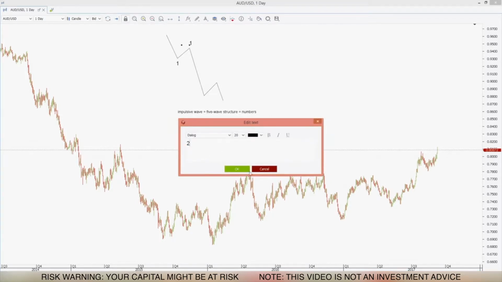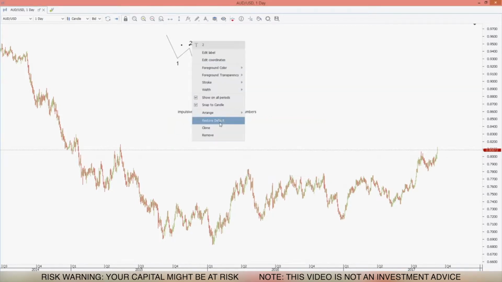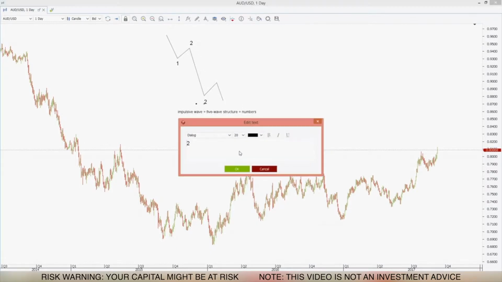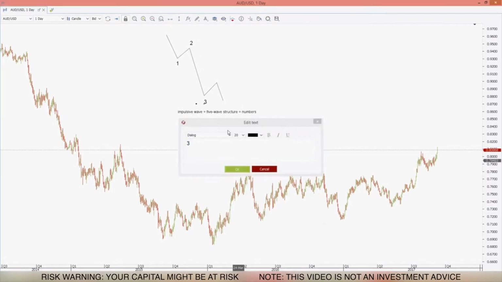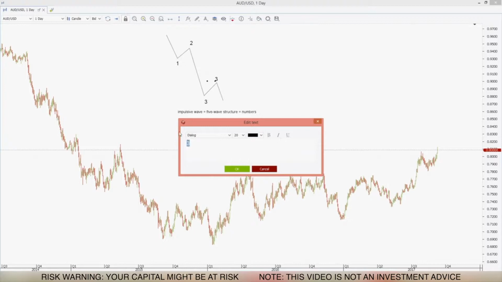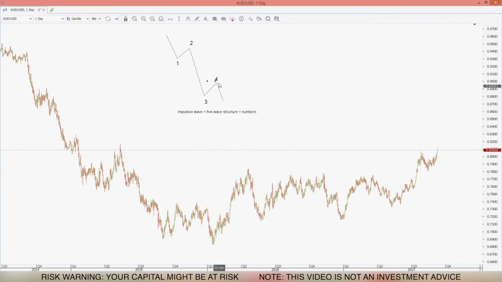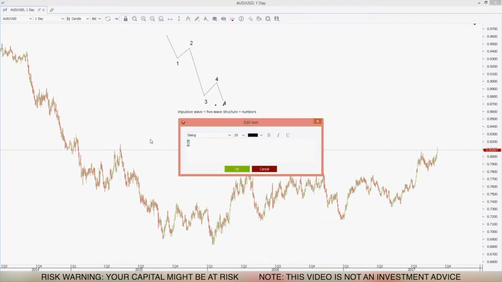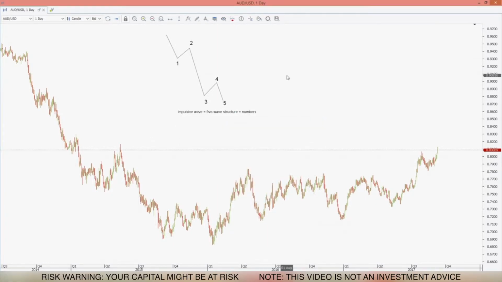The second wave. The third wave. The fourth wave, and the fifth wave. 1, 2, 3, 4, 5. This is what makes an impulsive move, an impulsive wave, the first part of an Elliott wave cycle.